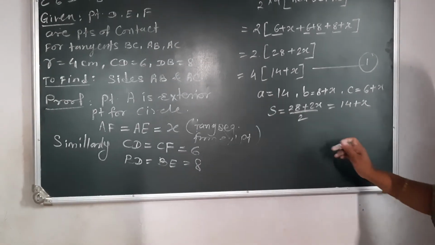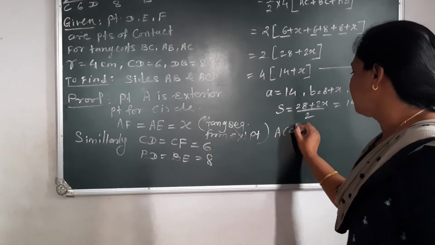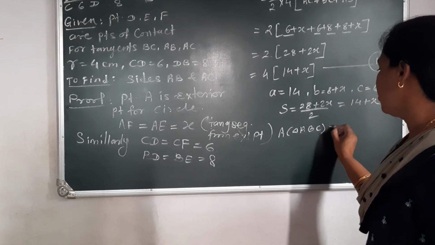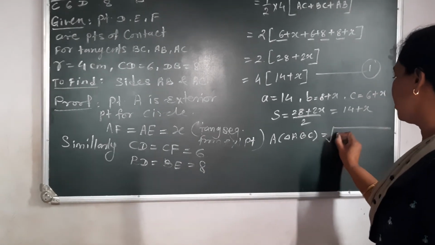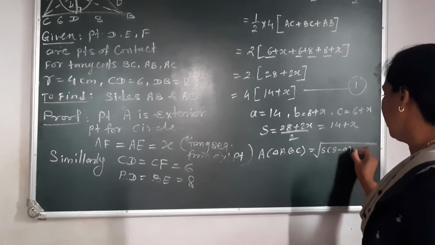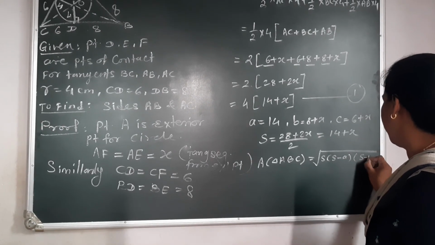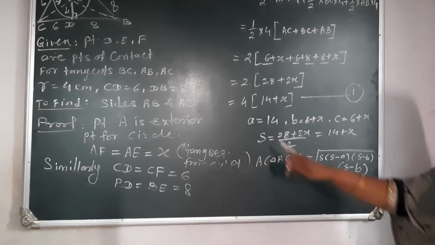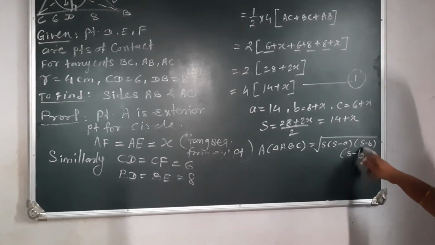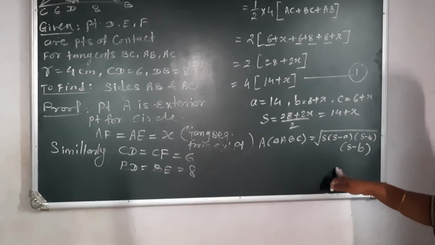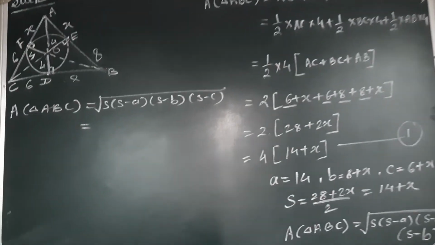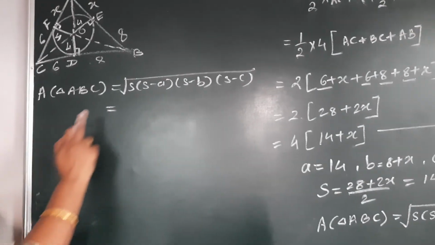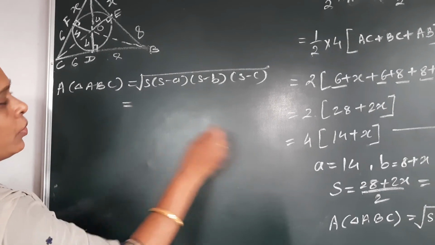Now area of triangle ABC by using Heron's formula, it is root of S into S minus A, S minus B, S minus C, and here we have to substitute the values of A, B, C in this formula and find the value. Now here the value of S is 14 plus x.